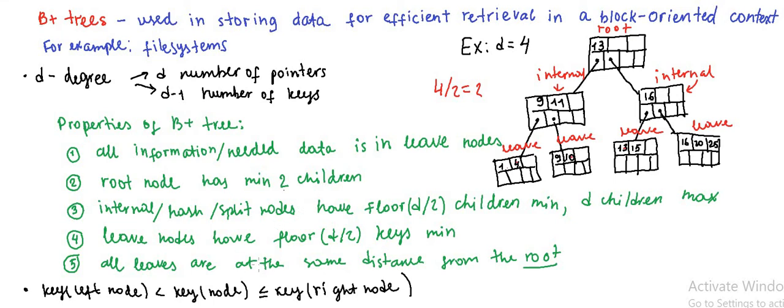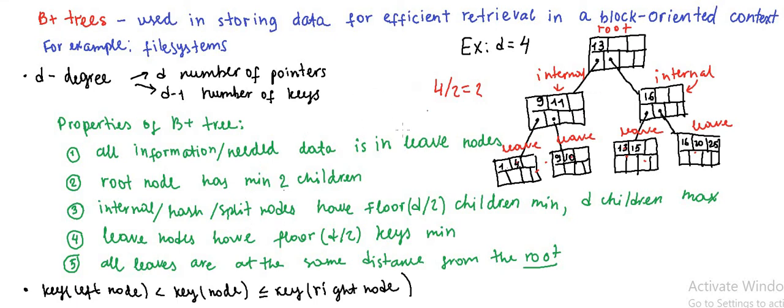And the fifth rule says that all leaves should be at the same distance from the root. So if we count, then we can see that actually all the leaves appear on the same level. So that means they are at the same distance from the root.